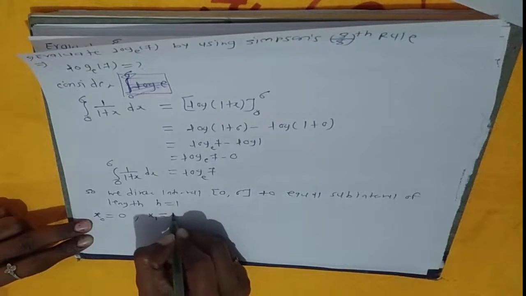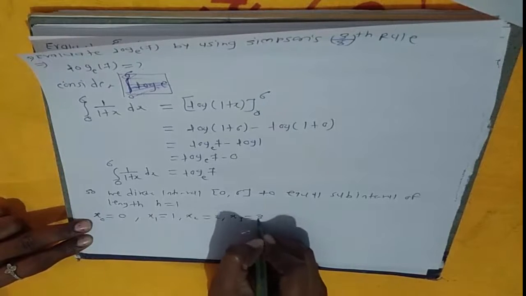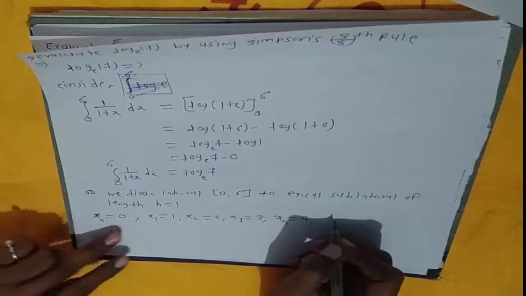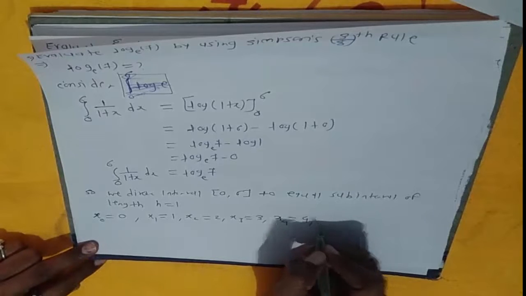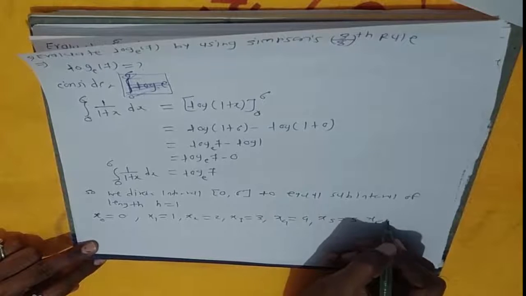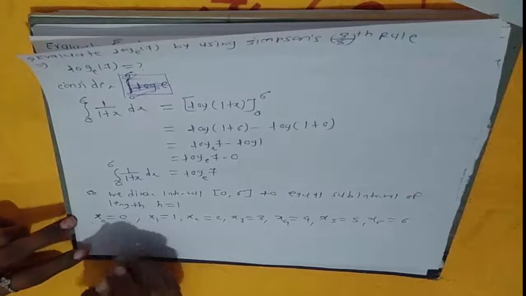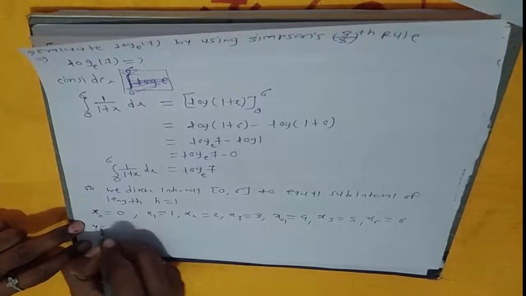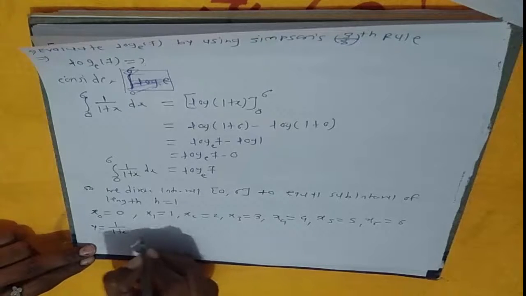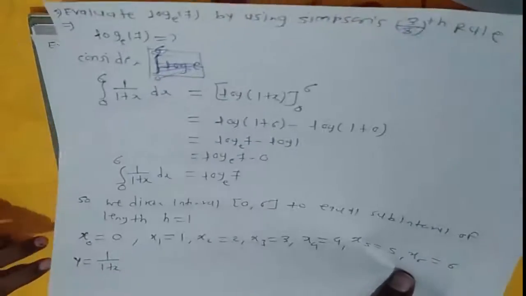Then we have to get x0 will be 0, x1 will be 1, x2 will be 2, x3 will be 3, x4 will be 4, x5 will be 5, x6 will be equal to 6. Okay, so these are the values of x. Then using this function y is equal to 1 upon 1 plus x, we have to find the values of y, that is y0, y1, y2 up to y6. We write that in the next page.